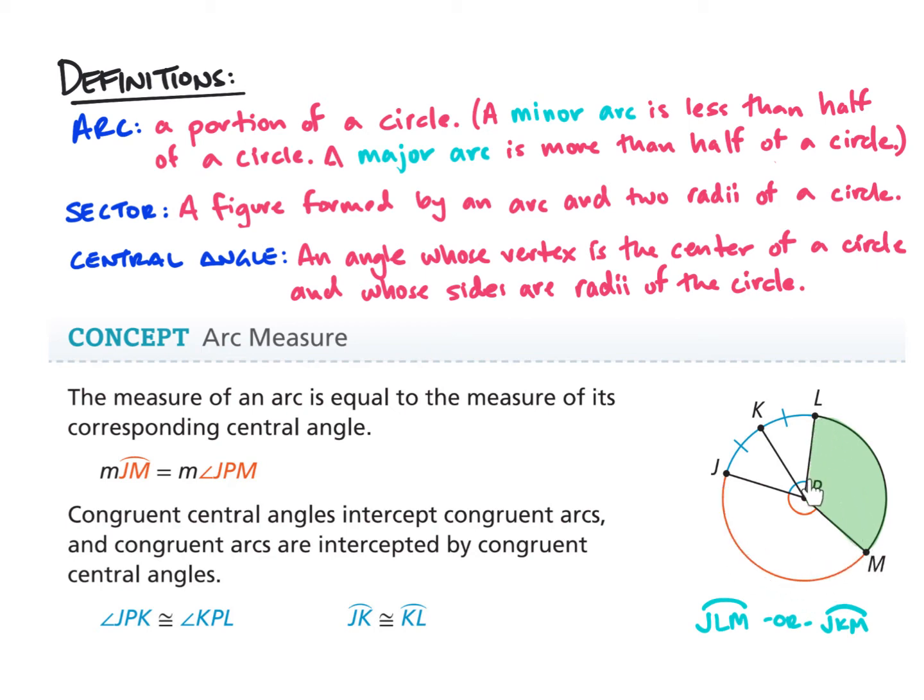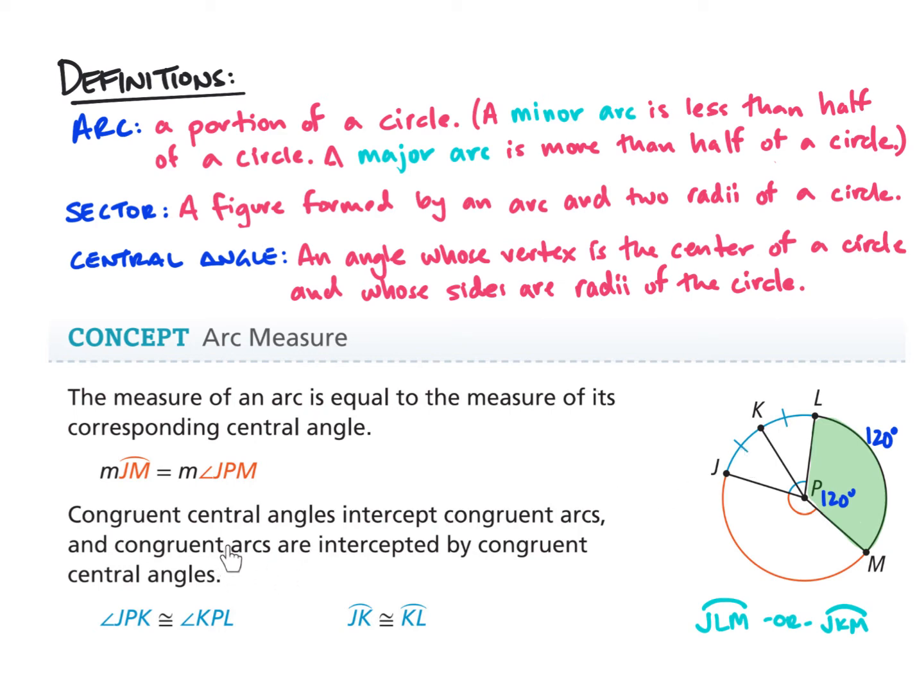So again, if angle LPM was 120 degrees, let's say, then arc LM would also be 120 degrees. The central angle that creates an arc has the same measure as the arc. If two central angles are congruent, so if I look in this picture, angle JPK and angle LPK are congruent, then the arcs that they intercept would also be congruent. And you can see we've marked that in the picture, that arc KL and arc KJ are marked congruent with these little tick marks or dash marks.